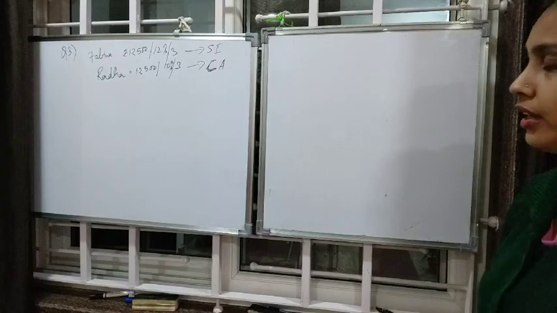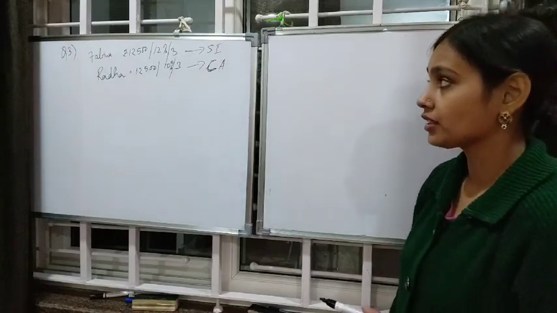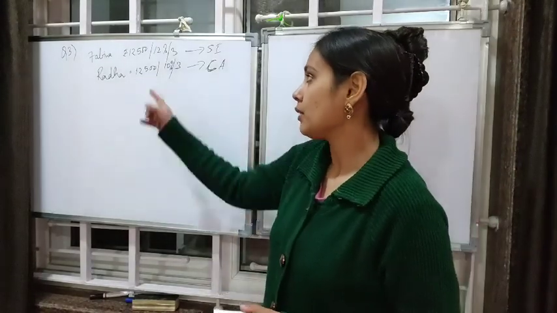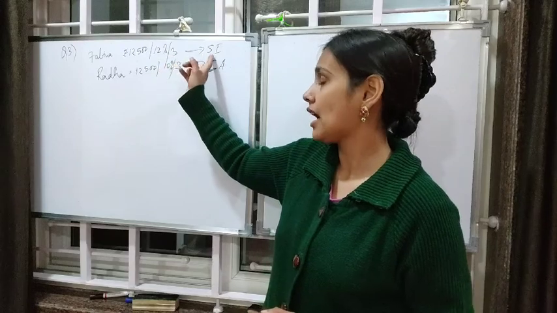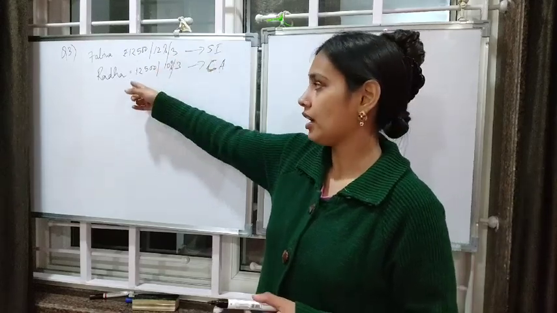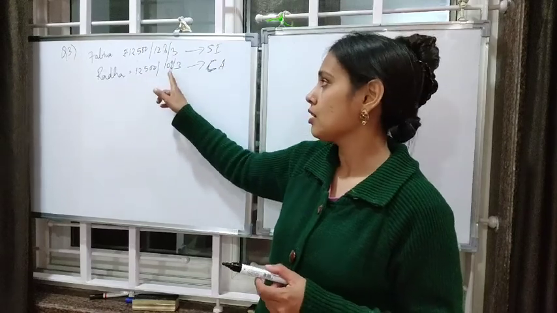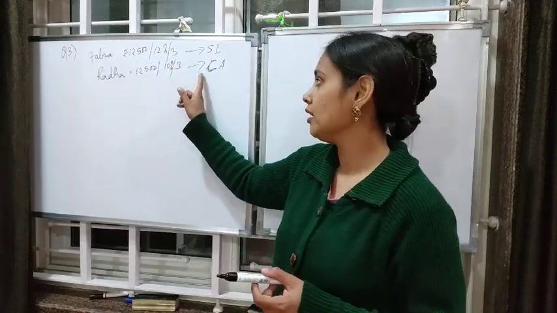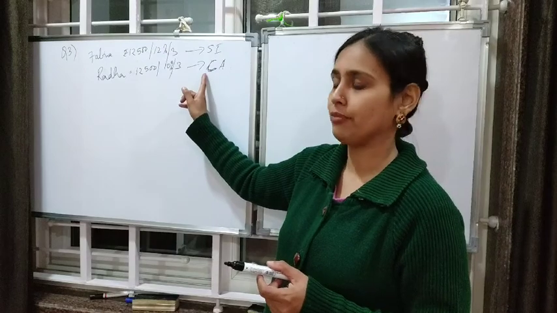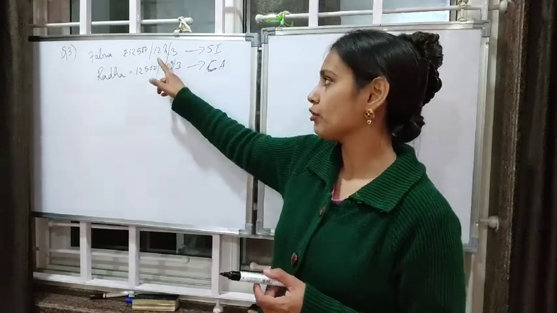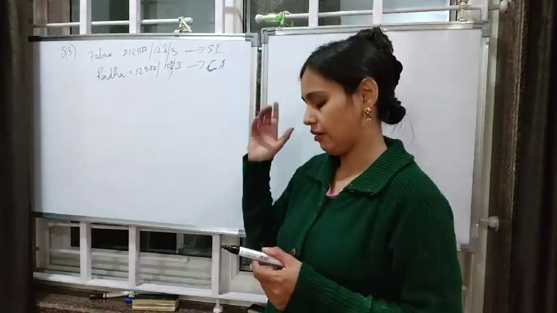This is your question 3 where Fabina is borrowing rupees 12,500 at 12% per annum and 3 years time as simple interest. And Radha, the different one, is borrowing the same amount at 10%, same time period, but compound interest. Okay, that is compounded annually. So we have to find who's paying more interest and by how much.